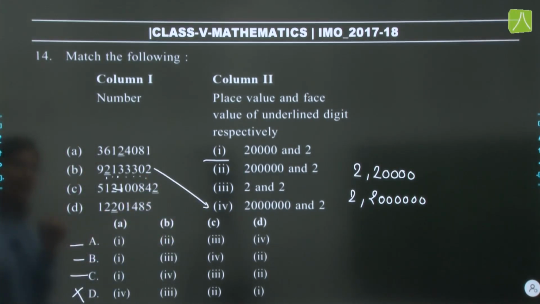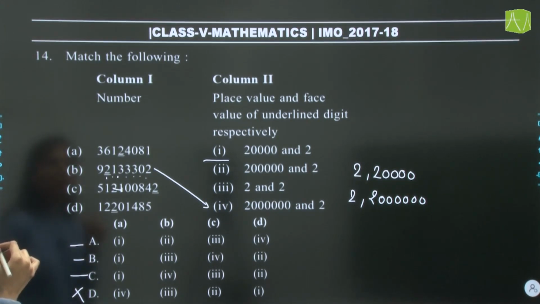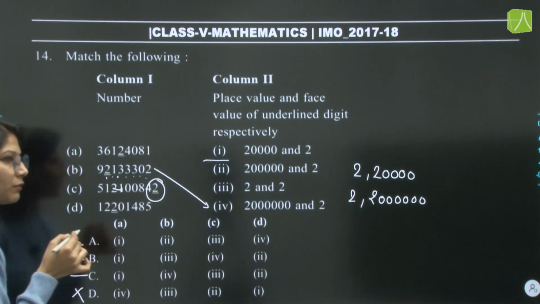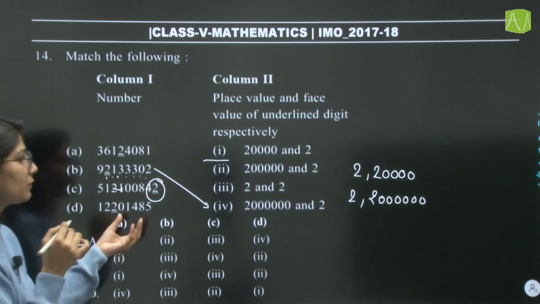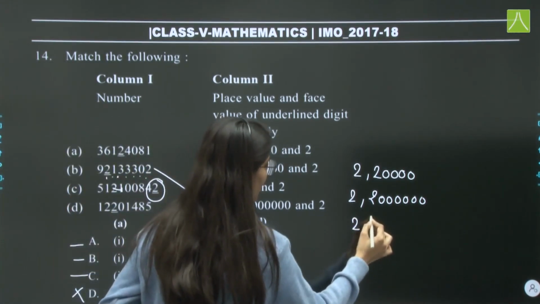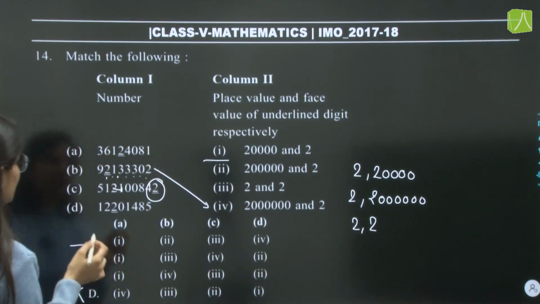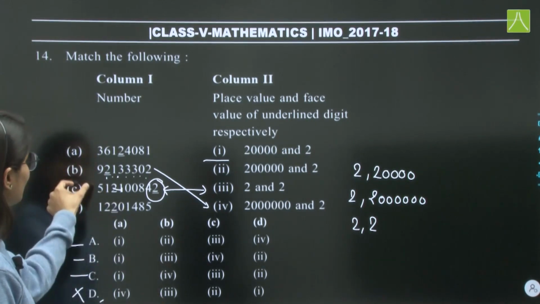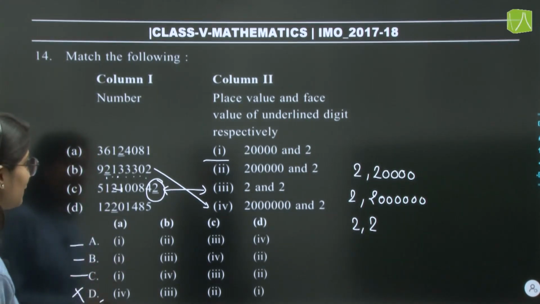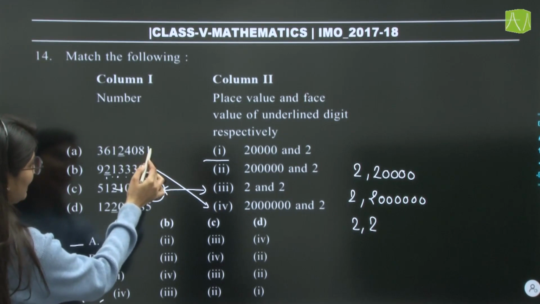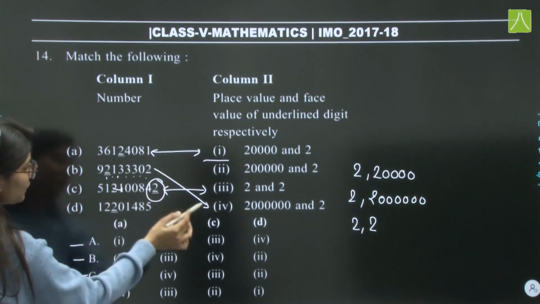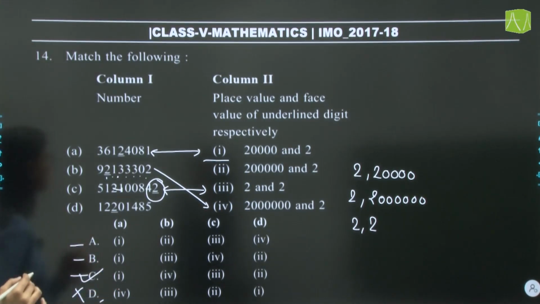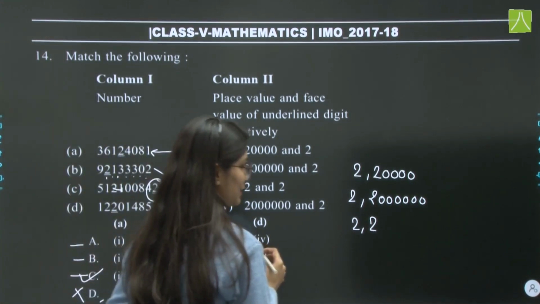And now for C, it's 5121000842, and the place value of this 2. You can see it's on one. It is in one's place. So the face value and place value will be same, 2 and 2. So you can match this C option with this third one. Okay, so हमने 3 को solve किया है, and by solving these 3 we can get the answer as for A it's first, and for B it's 4, and for C it's third. So this option only match with this option C. So the answer is option C. Let's move to the next question.